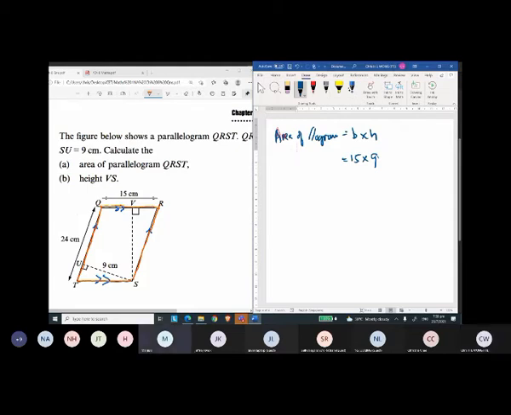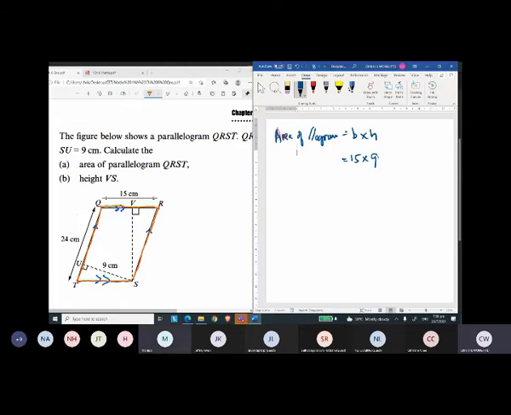Why 15? Why is your base 15? I want to know why. Because the bottom one is also 15. Because it's a parallelogram, it's the same. No, you cannot reason like that. You cannot say it is the same. Yes, I know it's 15. But why is the base considered as 15 and the height is considered as 9? You must tell yourself, how do you define?